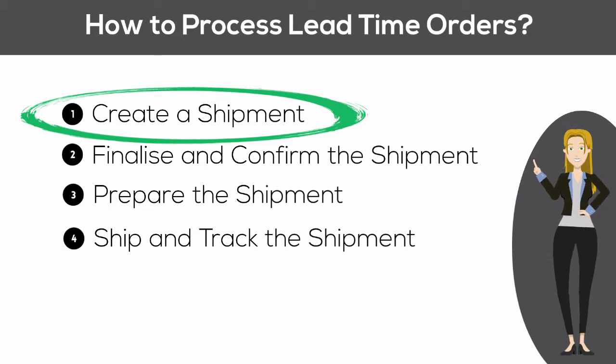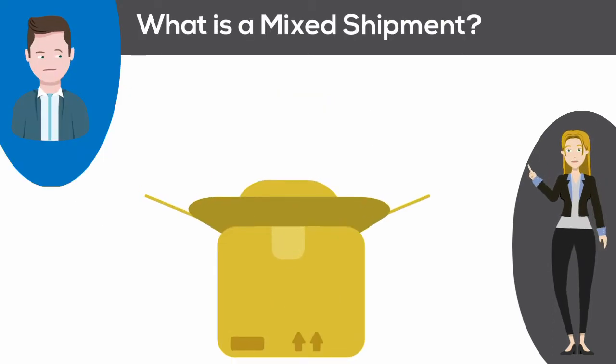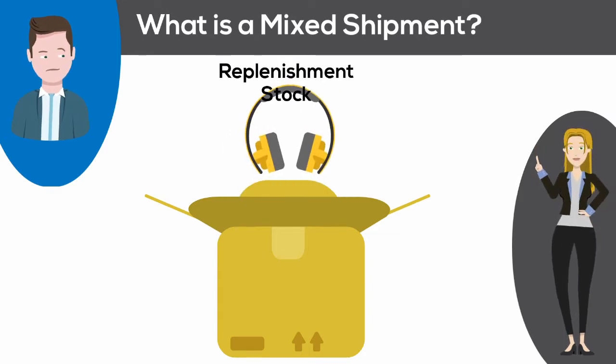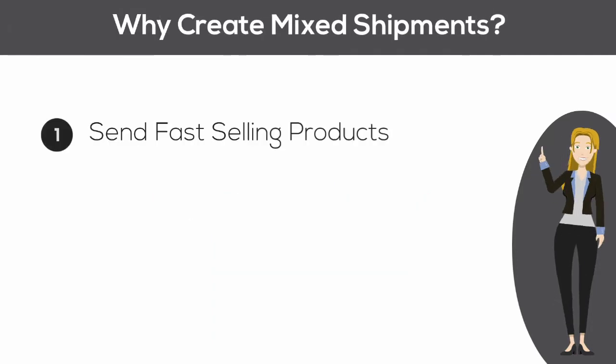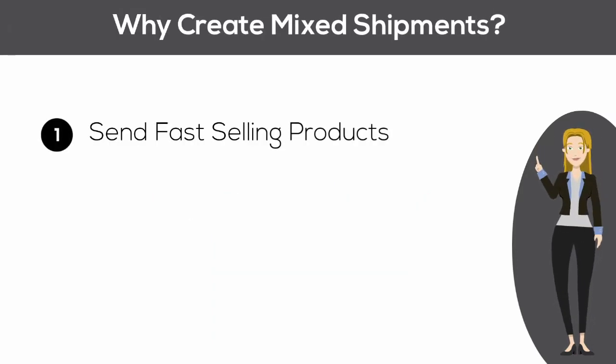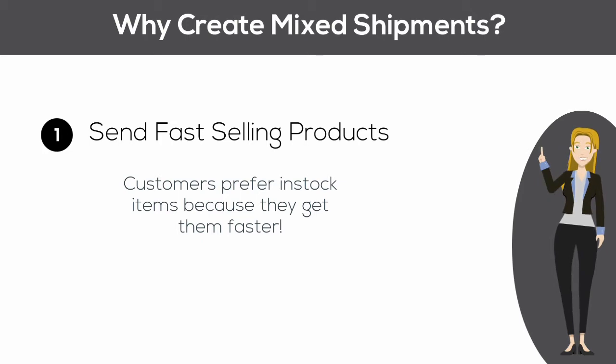When processing your lead time orders, you may want to add to the same draft shipment quantities or additional products that you want to put into stock at Takealot to store and sell from there. We call this a mixed shipment. The units of a product that you are sending to store and sell in a Takealot DC we call replenishment stock.